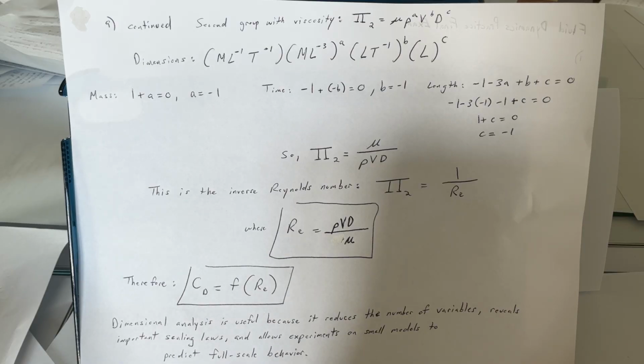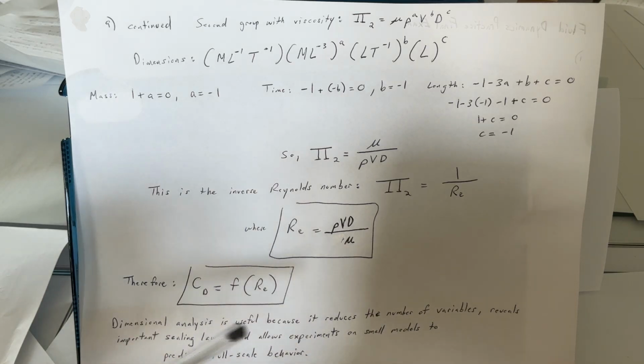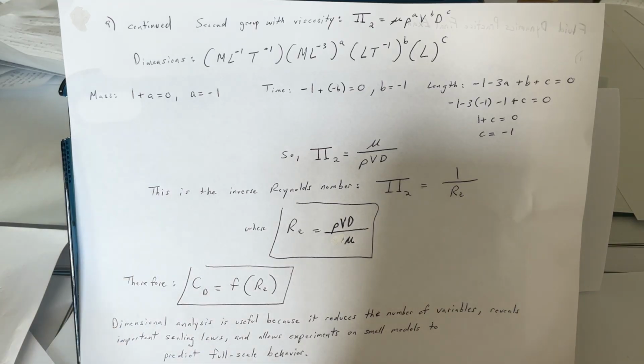Okay, so moving along, we could say at the end that dimensional analysis is useful because it reduces the number of variables, reveals important scaling laws, and allows experiments on small models to predict full-scale behavior. So that takes care of number 9.